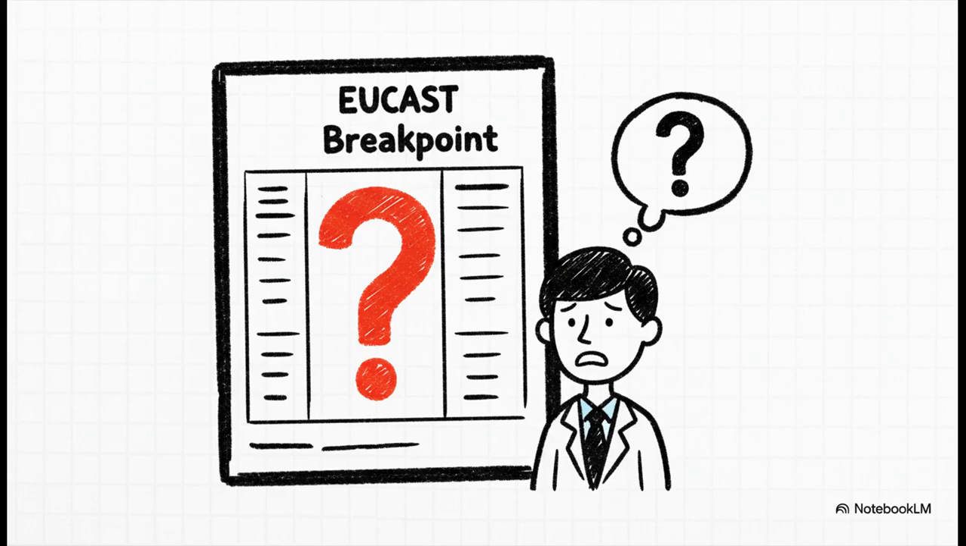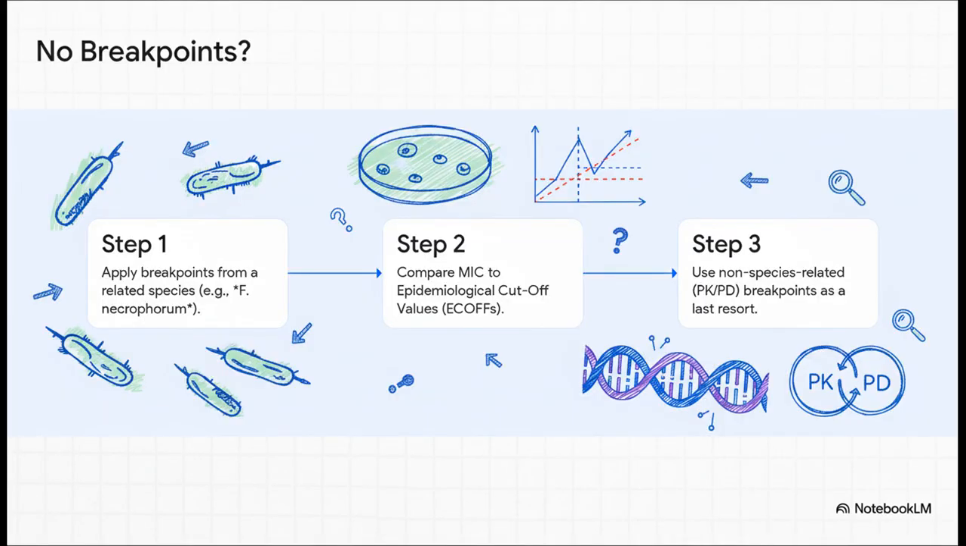But here's where we hit a major roadblock: antimicrobial susceptibility testing. The big challenge is that EUCAST, well, they don't have any species-specific clinical breakpoints for Fusobacterium naviforme. So we're left with a tough question. How do we interpret our MICs? So what are our options?